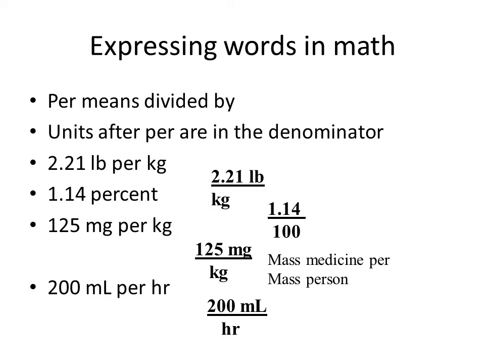Here is a dosage, 125 milligrams per kilogram. The kilogram, because it's after the per, goes in the denominator. That kilogram is a mass of the person, and this milligram is a mass of medicine. Here's another one. This is a velocity, 200 milliliters per hour. Because hour is after per, it goes in the denominator. You're going to see that we're doing a lot of fractions, so learning that per means put it in the bottom of a fraction, in the denominator of a fraction, makes it a little bit easier to do your work.